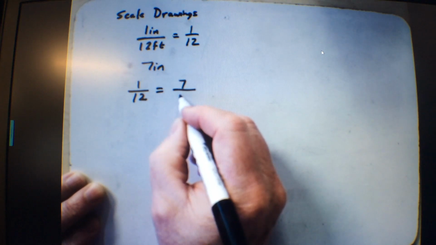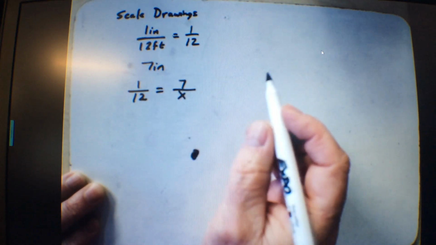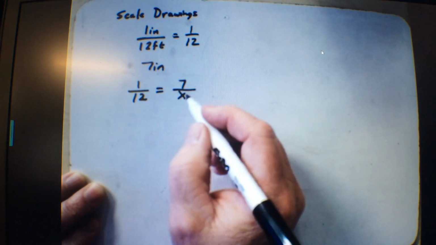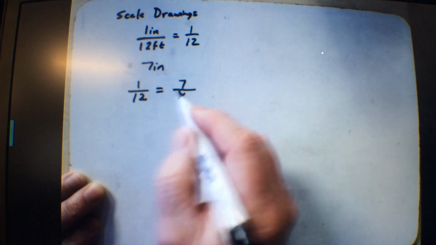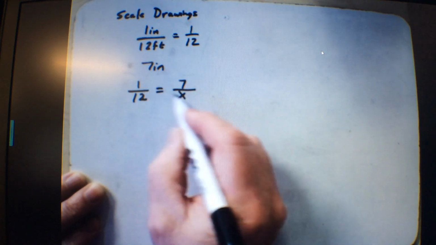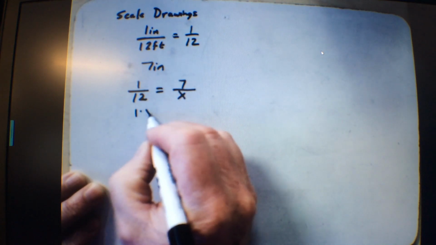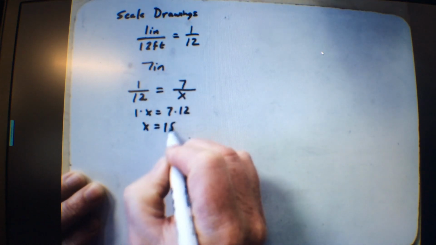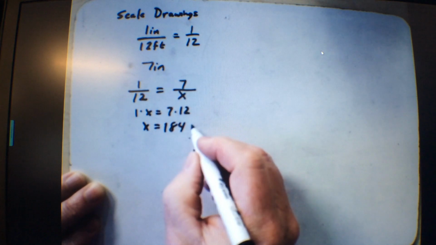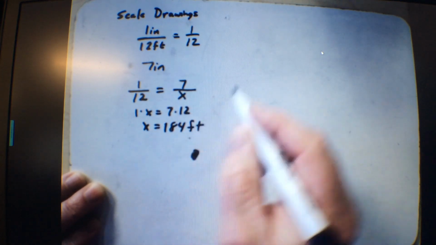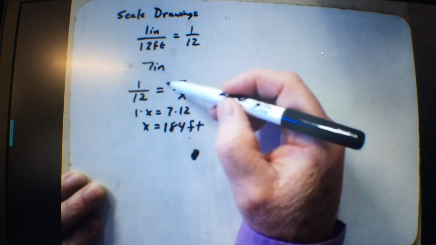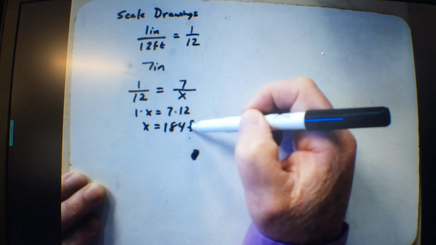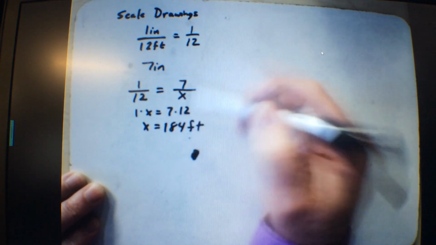X. Correct? All right, you did that already. All right, so let's. We don't know what goes on bottom, right? So Chloe is correct. I cross multiply, I get 1 times x equals 7 times 12. And 1 times x is x, and 7 times 12 is 84, I believe. Is that correct? Mm-hmm. And what's the label on that? Feet. Feet. So what that means, Patrick, is that there's 7 inches on the picture, and in real life, that's 84 feet, right?